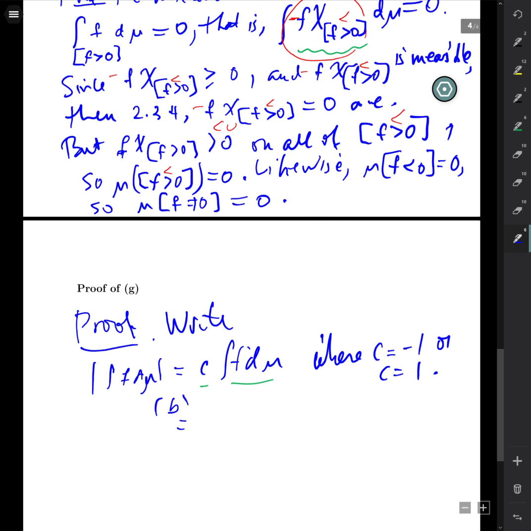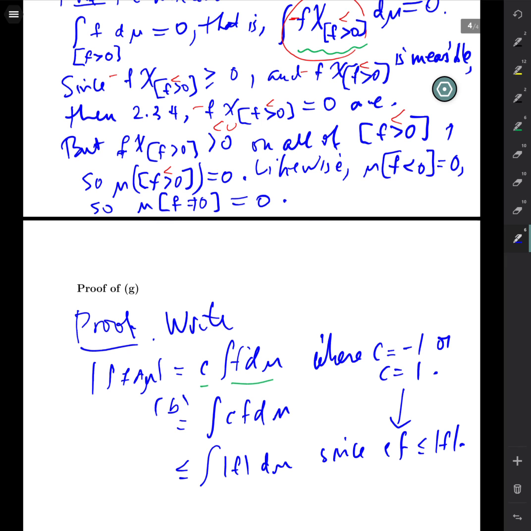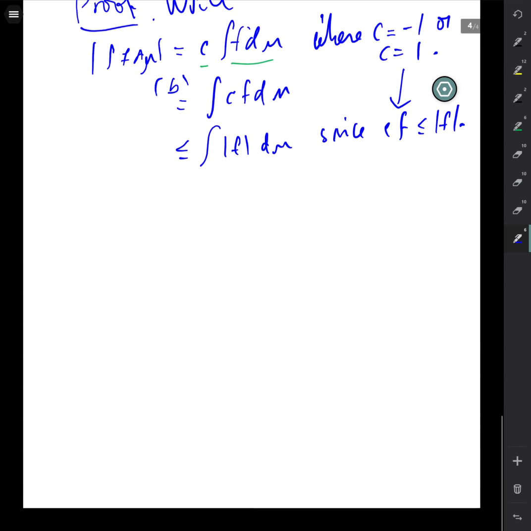By part B, this is the integral of cf d mu, like so. But cf is either plus f or minus f, and that's less than or equal to the integral of the absolute value of f d mu, since cf is less than or equal to the absolute value of f with c as above, and so there it is right there. So that completes the proof of the theorem, and I think I'll stop this little clip there.